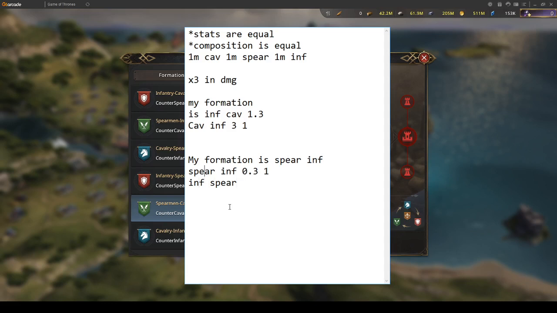But when my infantry attacks his spear, I'll be dealing 1, while my spear attacks his infantry, I'll be dealing 3. If my spear attacks his spear, I'll be dealing 1. So it's the same logic as above.